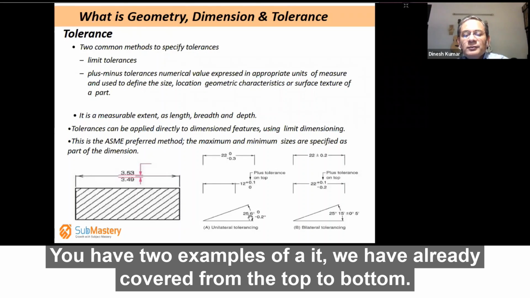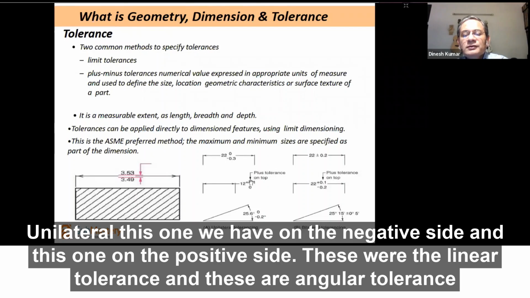We have already covered from the top to bottom. So this is the way it is organized. Unilateral, this one we have on the negative side, this one we have on the positive side, and these were the linear tolerances, these are angular tolerances.